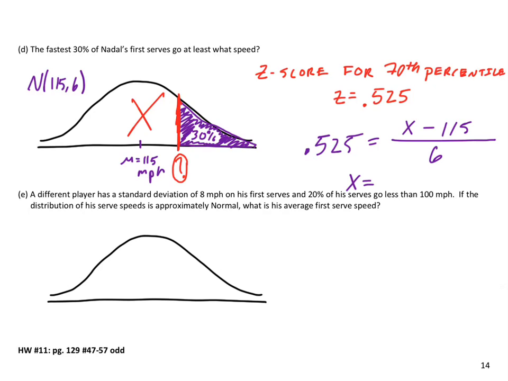So 118 miles per hour. So, in context though, here's how you should answer it. Nadal's fastest 30% of serves go at least that, 118.15. That's how you'd answer in context. I ran out of room, so I'm going to leave it like that. Nadal's fastest 30% of serves go at least that fast.